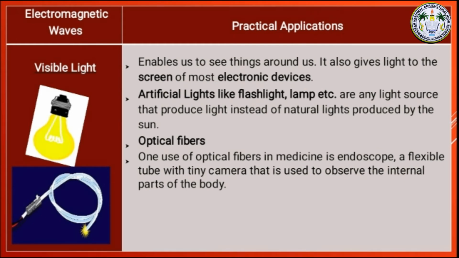Another electromagnetic wave that we will discuss is visible light. Its practical applications are that it enables us to see things around us. It also gives light to the screen of most electronic devices. Artificial lights like flashlight, lamp, etc. are any light source that produce light instead of natural light produced by the sun.